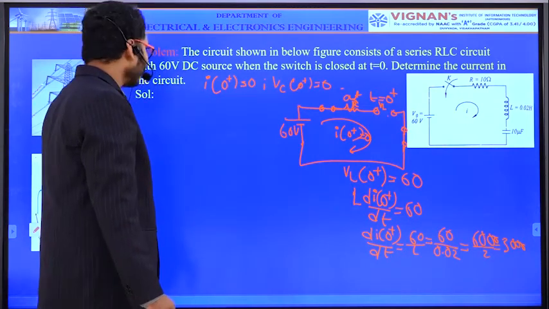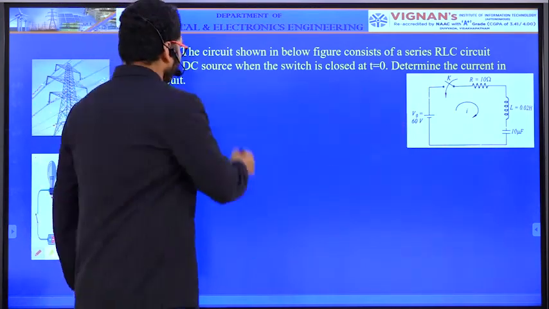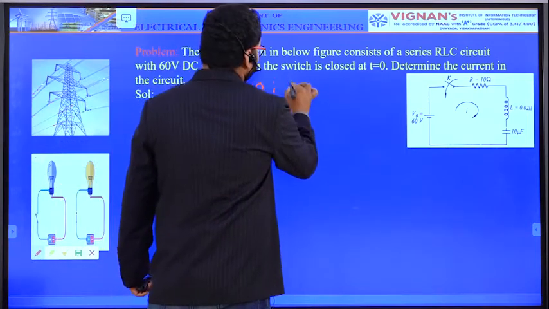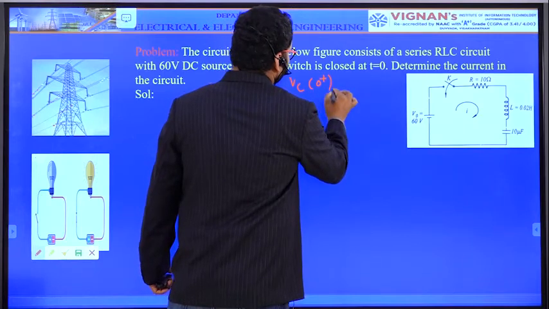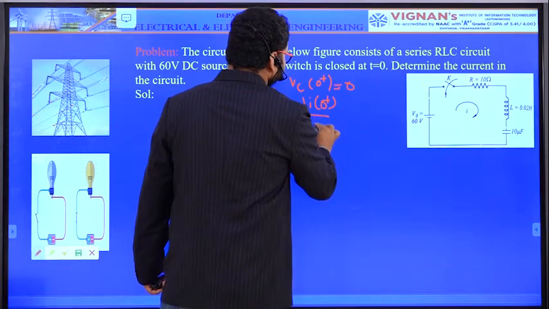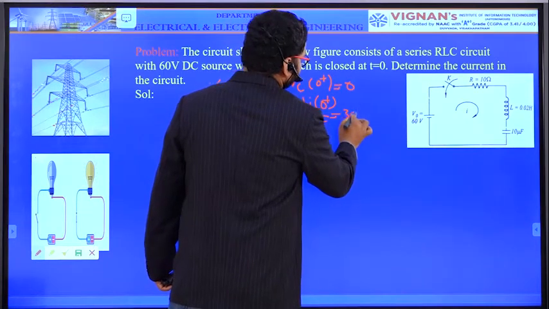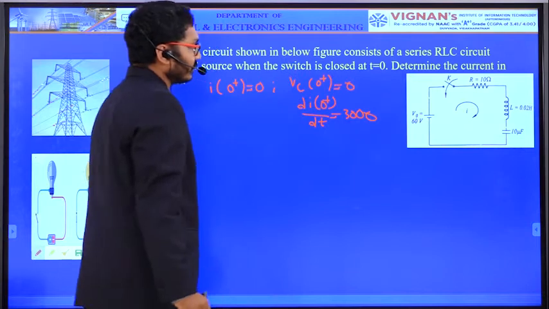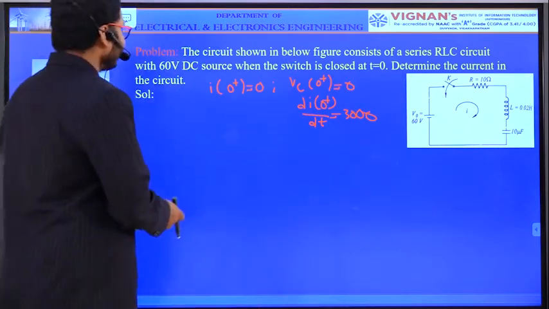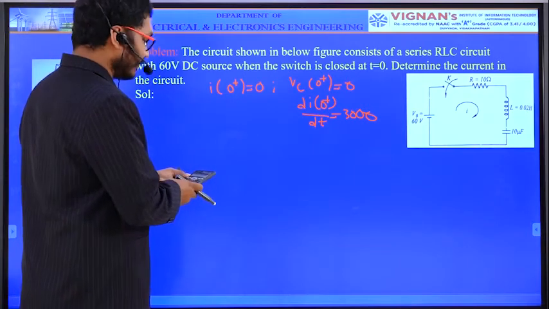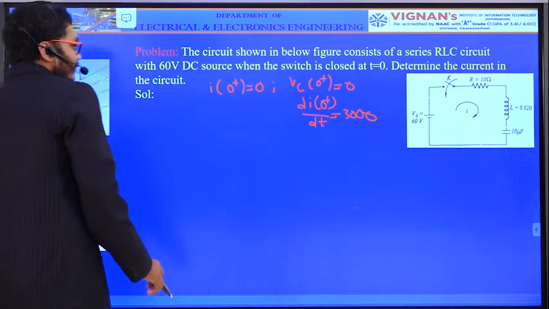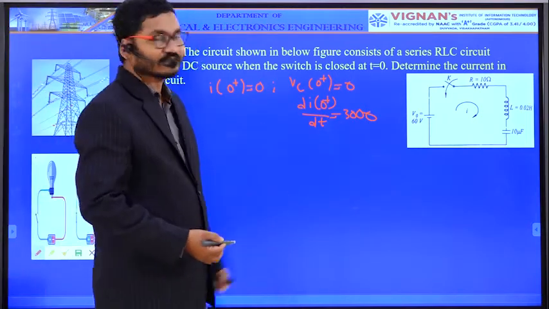So we got I(0+) is 0, VC(0+) is 0, and di(0+)/dt equals 3000, that is 60 by 0.02, which gives 3000. Okay, so we got the initial conditions, right?